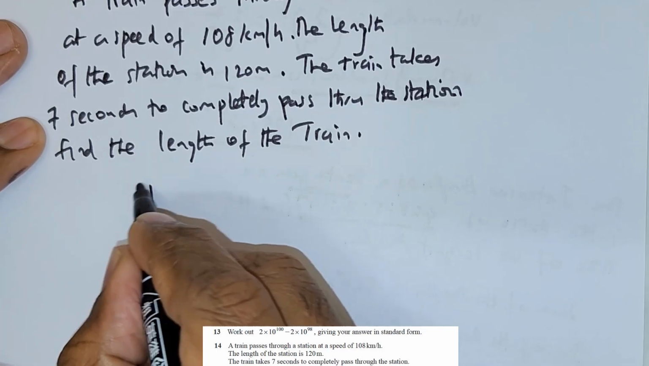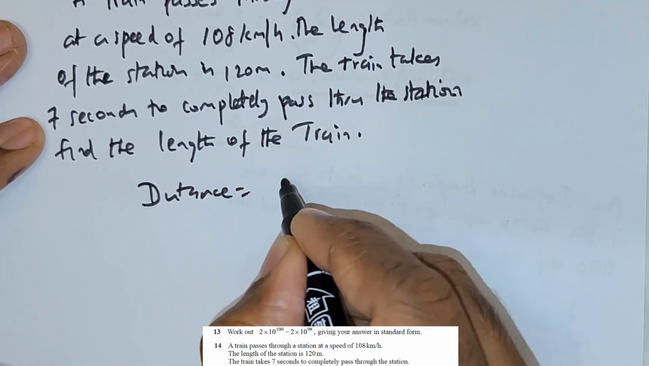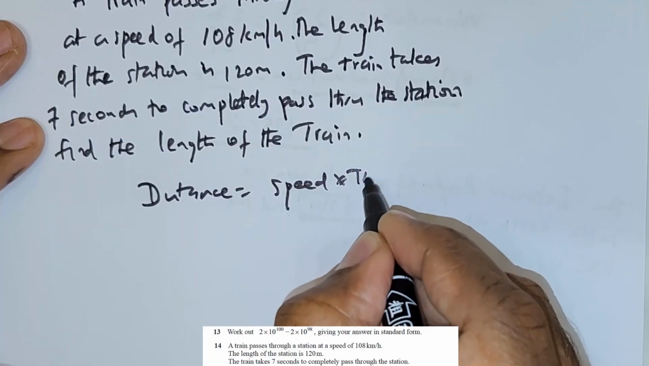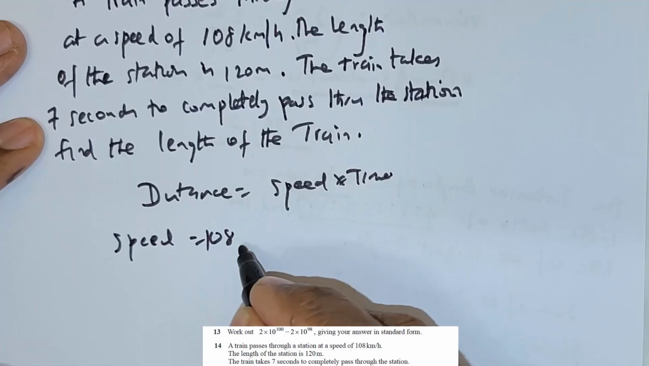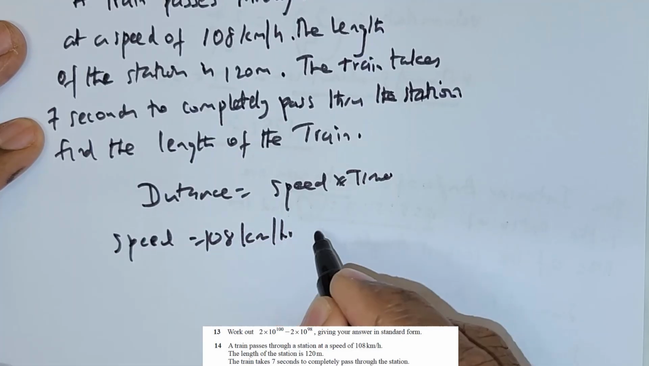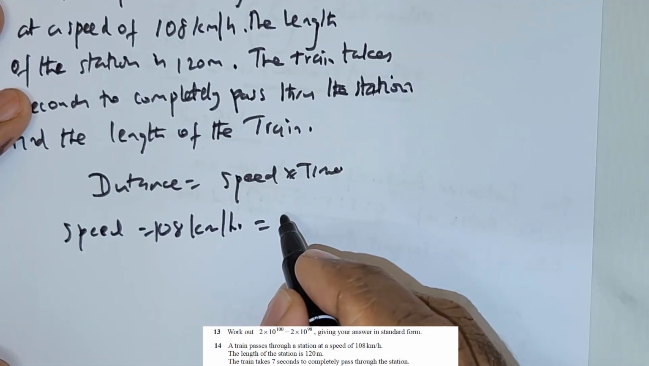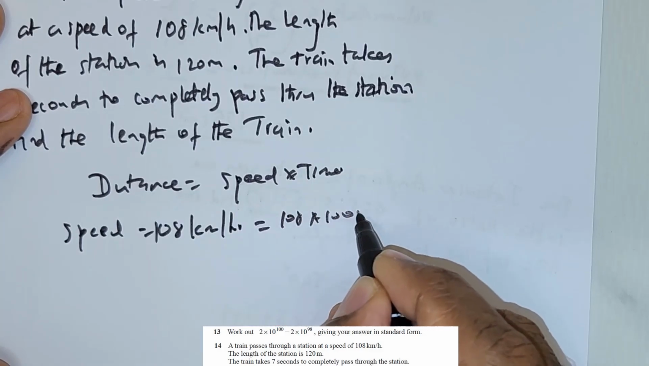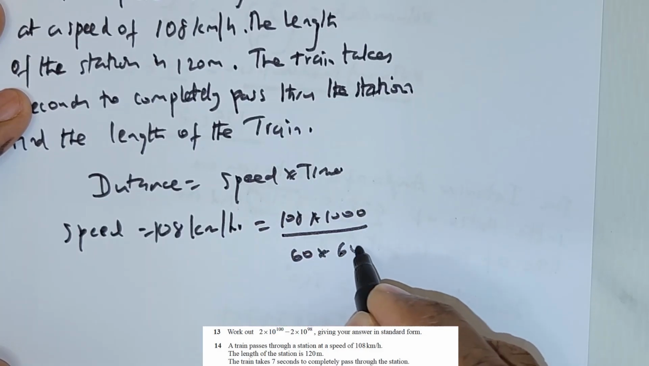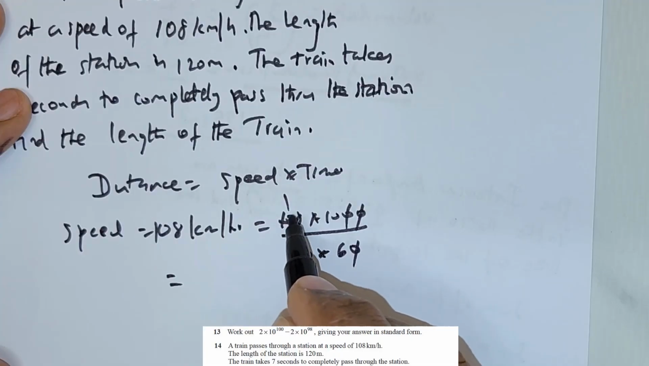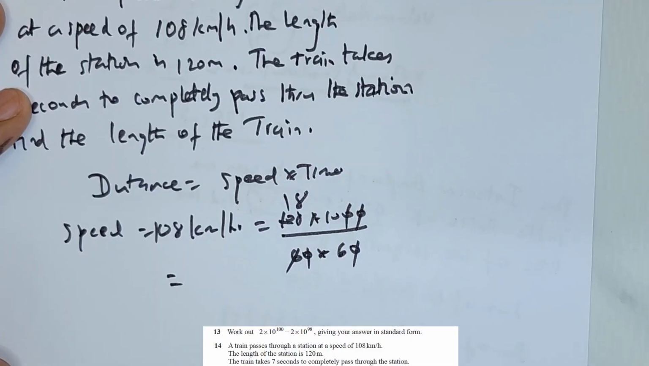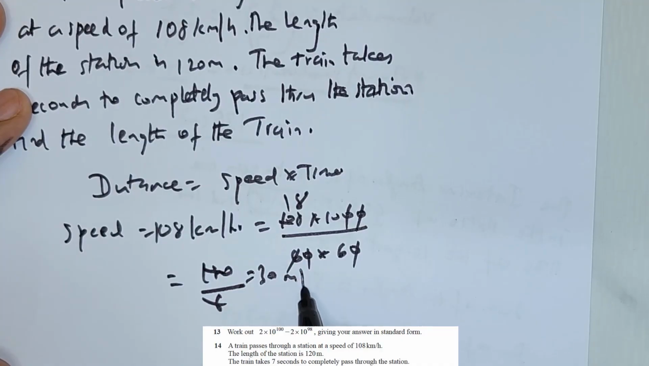You got to use this formula. Distance is equal to speed into time. Now the speed is given as 108 km per hour. I want to convert this into meters per second. So I multiply by 1000 and divide by 60 into 60. So this is going to give me 6 will divide here once, and 108 divided by 6 is 18, so 180 divided by 6, that means 30 meters per second.